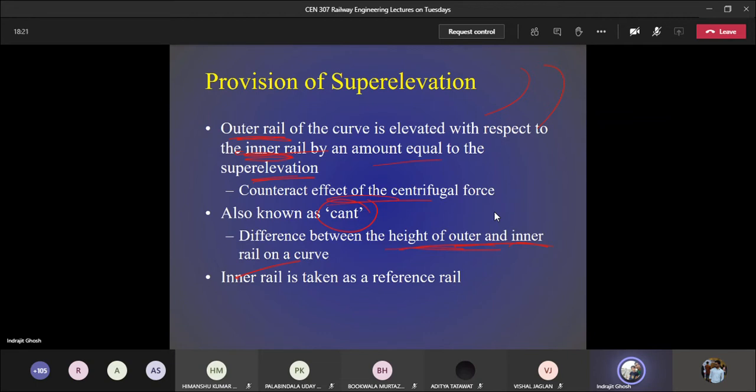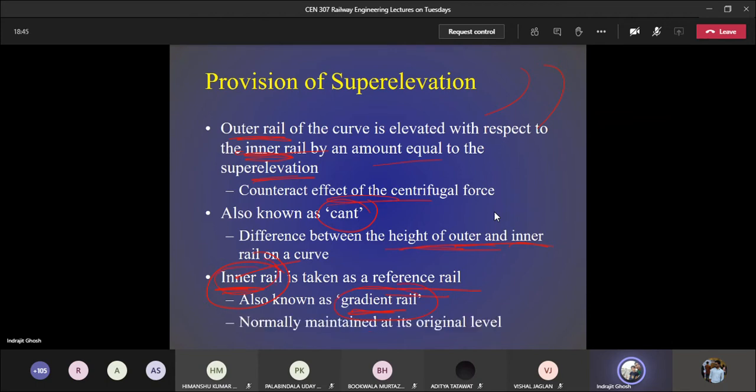In railway engineering as well as highway engineering, we generally take the inner side as the reference rail. This inner rail is known as the gradient rail. Which one is at the reference line? Now the outer rail is being raised, so the inner rail is being called the gradient rail and being used as the reference rail. This is at the original level, at the level of the track.